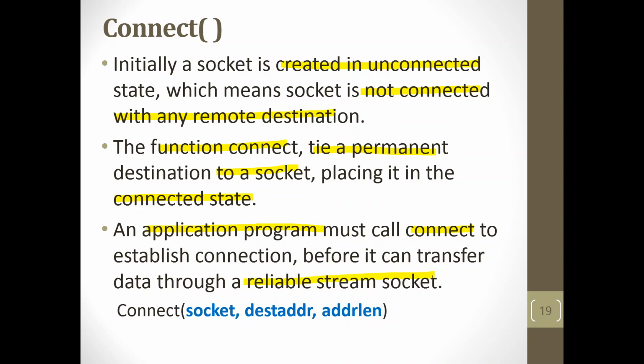The function takes the following arguments. The first one, socket, specifies the file descriptor associated with the socket. Address points to the socket address structure containing the peer address. The length and format of the address depends on the address family of the socket. And the third argument is the address length, which specifies the length of the socket address structure pointed to by the address argument.